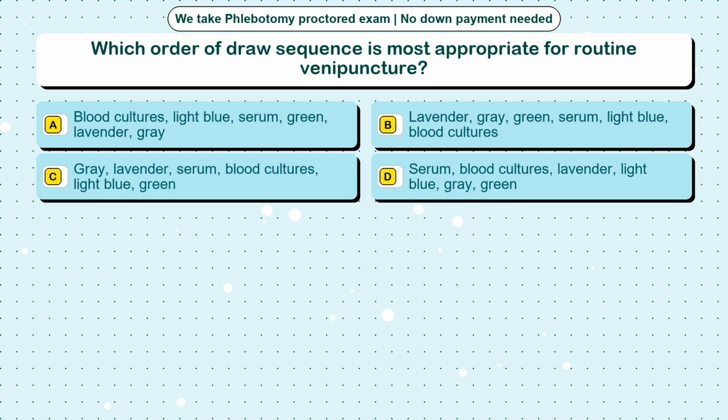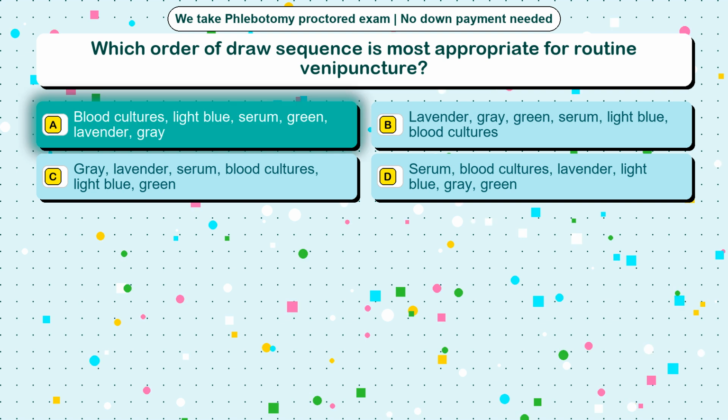Question 9. Which order of draw sequence is most appropriate for routine venipuncture? Option A. The blood cultures, light blue, serum, green, lavender, gray. Option B. Lavender, gray, green, serum, light blue, blood cultures. Option C. Gray, lavender, serum, blood cultures, light blue, green. Option D. Serum, blood cultures, lavender, light blue, gray, green.